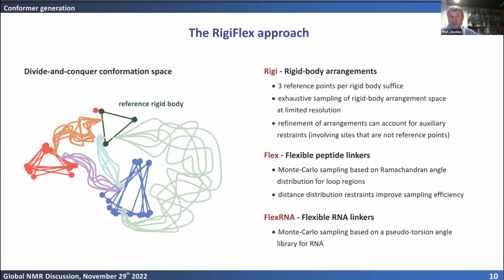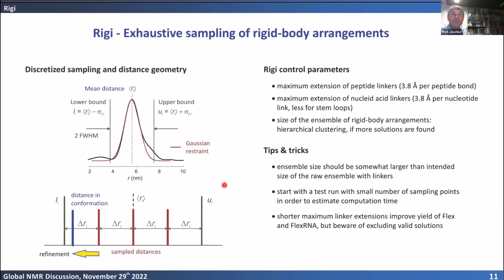So first we solve the rigid body arrangement, and it turns out that we can do this by having 3 reference points in each rigid body, because then for each pair of rigid bodies you can measure 9 distances, but there are only 6 degrees of freedom, 3 translations and 3 rotations, between 2 rigid bodies. So the problem is overdetermined if you have 3 reference points. First we solve the rigid body arrangement, then we make the flexible peptide linkers, and then if we have RNA, we make the flexible RNA linkers. And I will talk you through this by an example.